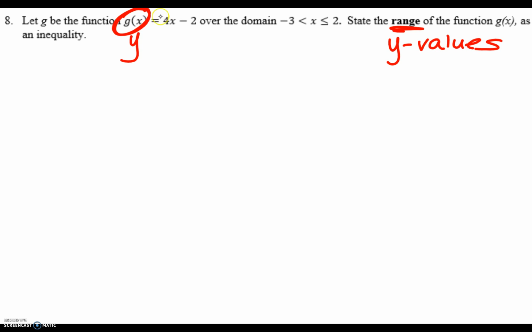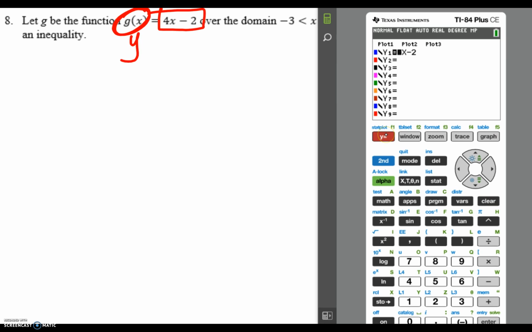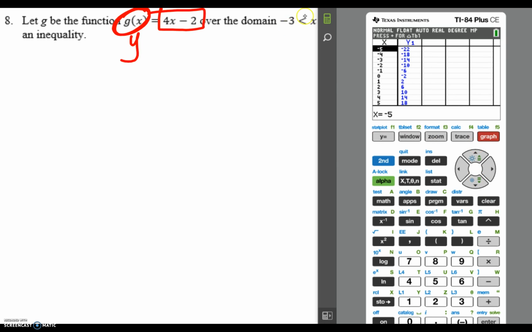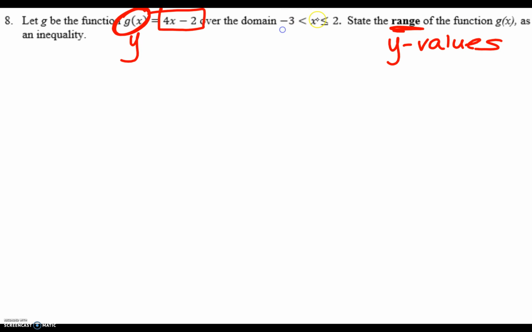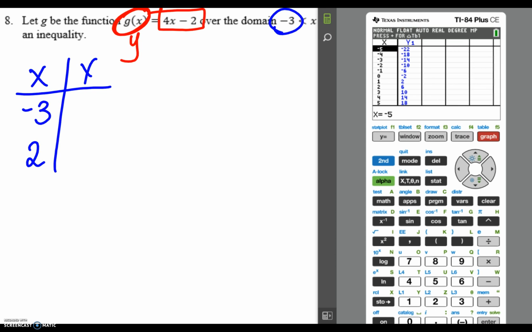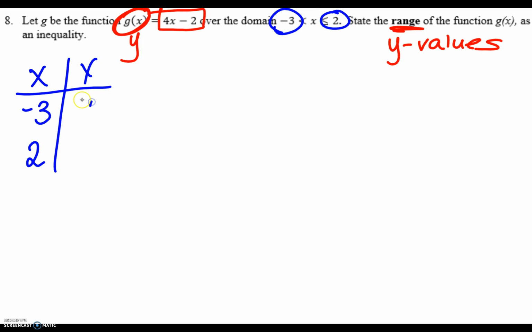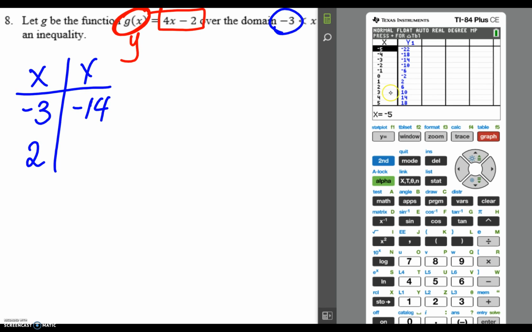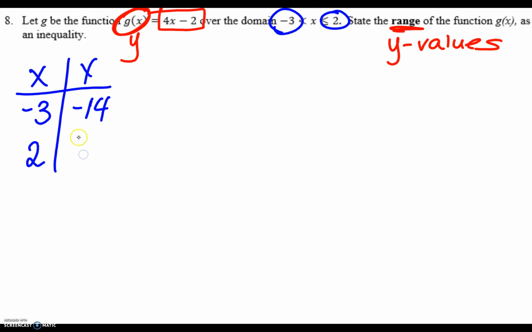So what I want to do is type in 4x minus 2 into y equals, and I want to pull up the table and focus in on from negative 3 to 2. So when x is negative 3 to when x is 2. When x is negative 3, we should see the y value is negative 14. And when x is 2, our y value is 6.